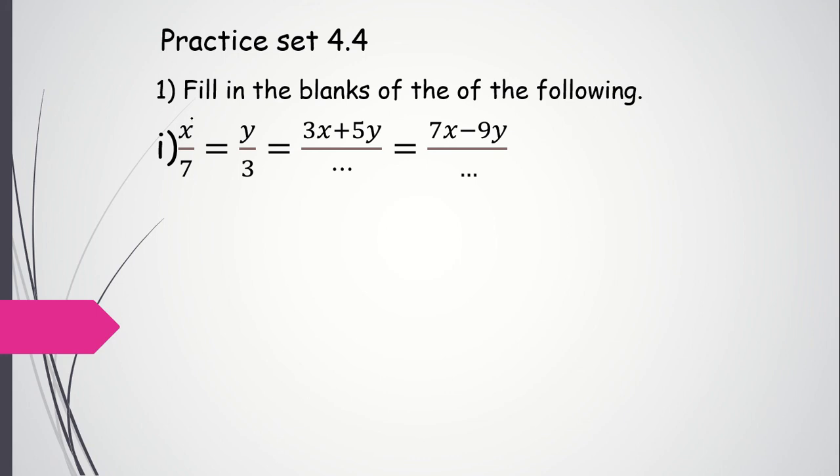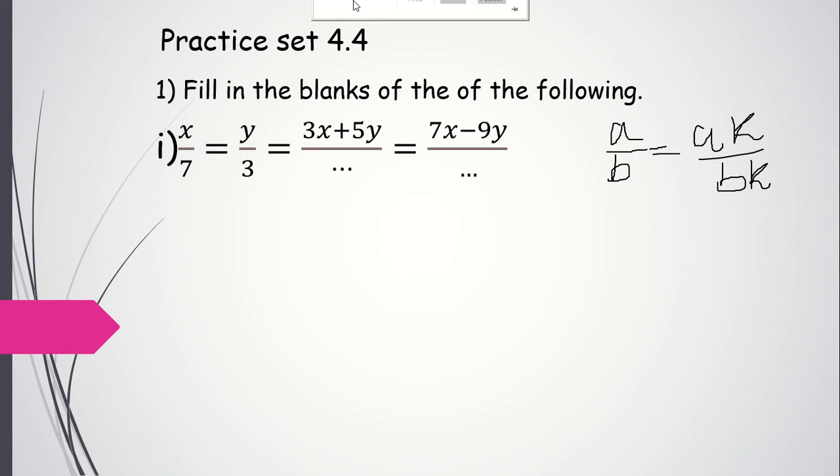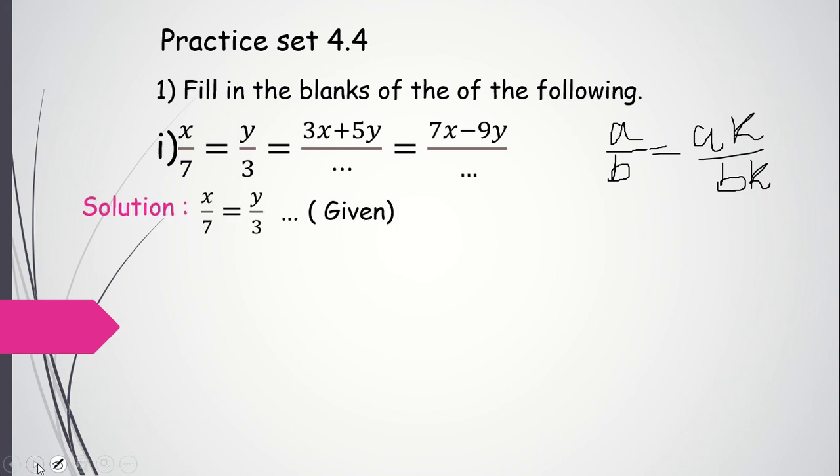Now, like this kind of sum, if you remember, we have done it before using the property A upon B is equal to AK upon BK. Same thing we will do using theorem on equal ratios now. So let's see how we are going to do that. Always we start with what is given to us. Now we are not going to use that property, we are going to use theorem on equal ratios.